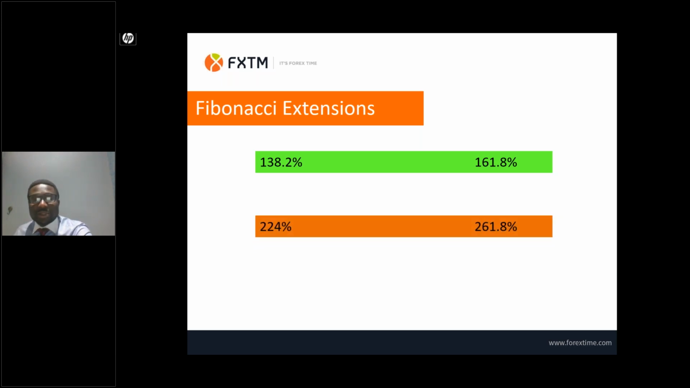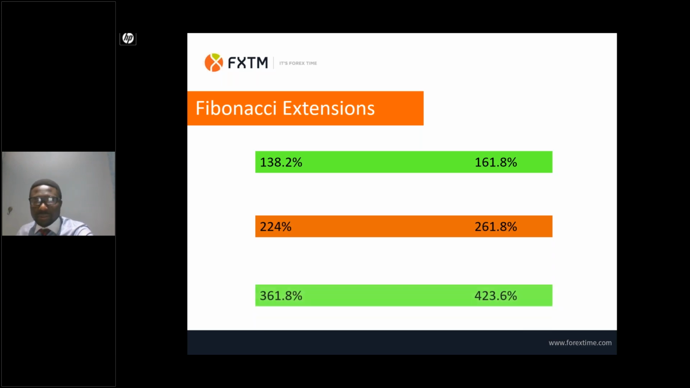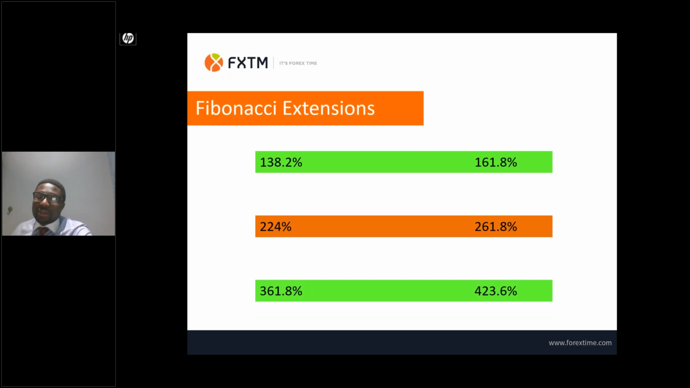Some key extensions are 138.2. Then we have 161.8. I want you to take note of these numbers. Then we also have 224. Then we have 261.8. Then we have 361.8, and we have 423.